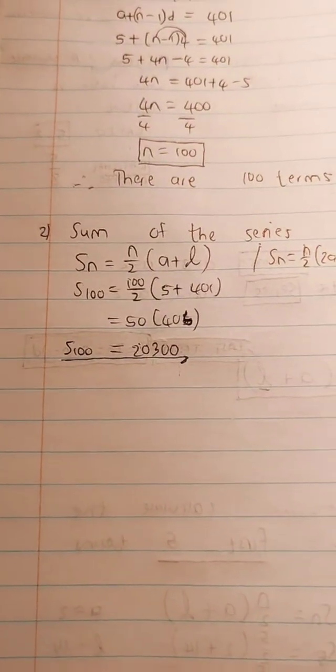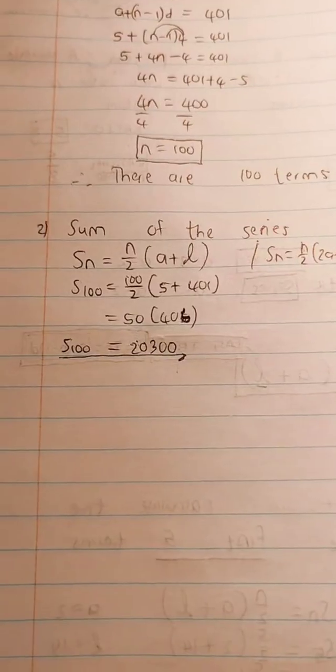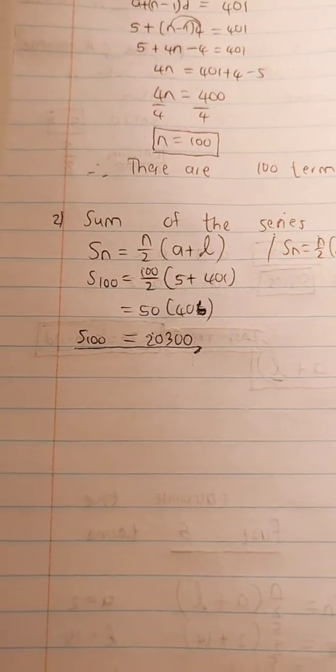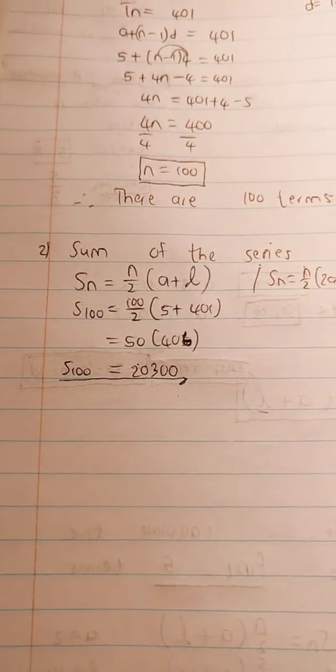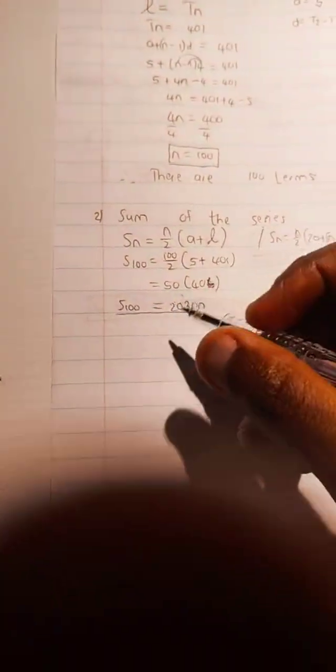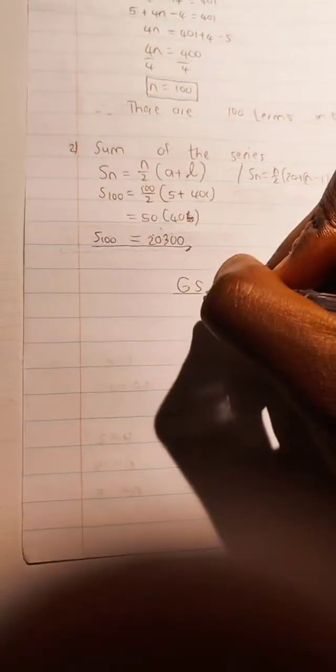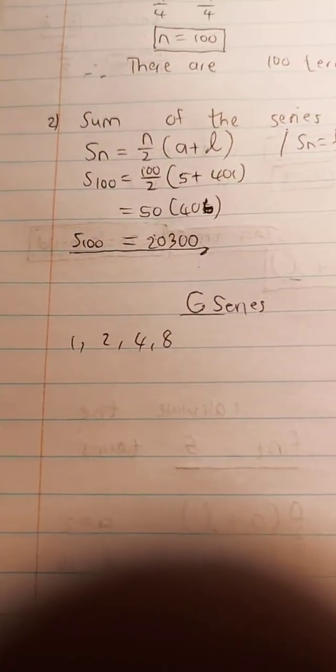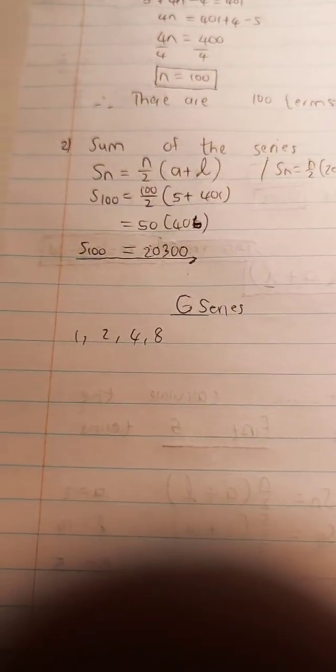So guys, I don't know if we are together here, but if we are, I hope we are, right? And I know some of you now want geometric series. Okay, let's look at the sum series for geometric. Okay, let's say for a GS, geometric series, we have 1, 2, 4, and 8. What type of sequence is this? 1, 2, 4, 8. What type of sequence do we have there, guys?